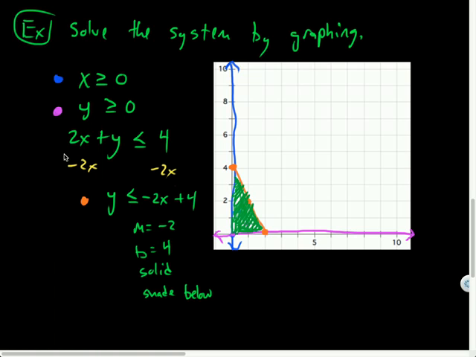Now, today what we're going to do is, let's say that these variables represented something within a word problem. Let's say x is the number of tables that I make, and y is the number of chairs that I make in a day at my handmade furniture chair factory, okay? And I told you that there's no such thing as antimatter tables, and there's no such thing as antimatter chairs, right?